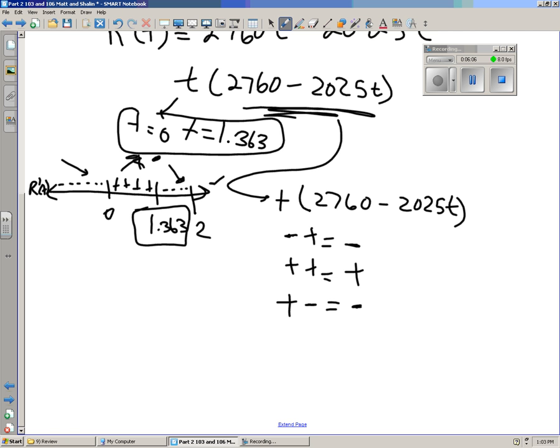2 cannot be a max because of the behavior of the graph, it's going down. It's on its way down, so it can't be a maximum. And the only place where we found that it's going upwards is r prime of 0, going from positive to negative.